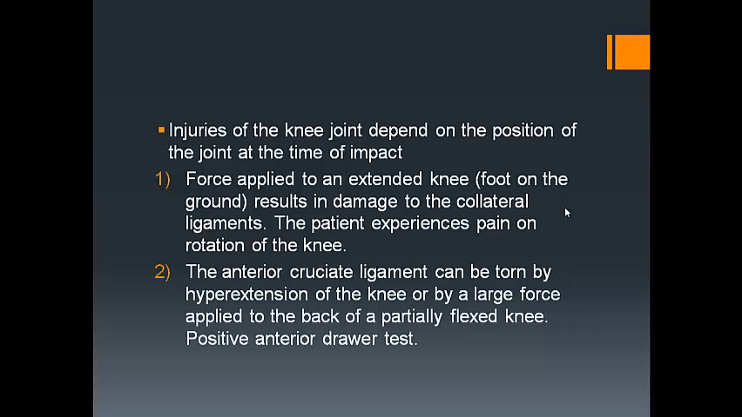So the anterior cruciate ligament is torn by hyperextension of the knee, or if a large force is applied to the back of a partially flexed knee. So not a completely flexed one, just a partially flexed one, so the foot is off the ground slightly. Then if a large force is applied to the back of a partially flexed knee, that can damage the anterior cruciate ligament. So think of it with football injuries. If the player is getting ready to kick the ball, he's just starting to lift his foot off the ground, and then someone attacks him from behind. When testing for this ligament injury, the patient usually has something called a positive anterior drawer test. And I'm going to show you what that is in a minute.